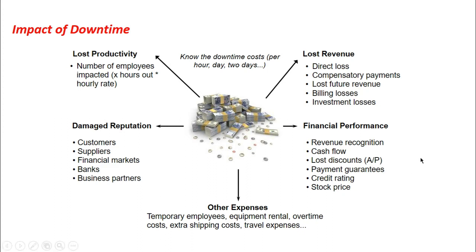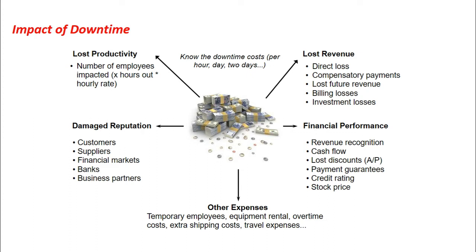Financial performance: again, the stock price of the organization may drastically come down if the operations are not performed due to downtime. Credit rating may come down, cash flow may come down, and so on. And lastly, the other expenses. There may be some temporary employees recruited to work on a project, and if the data required for the project is not available, payment to those employees is lost. Then we have equipment rental, overtime costs, extra shipping costs, and traveling expenses. All these are the losses incurred as a consequence of downtime.